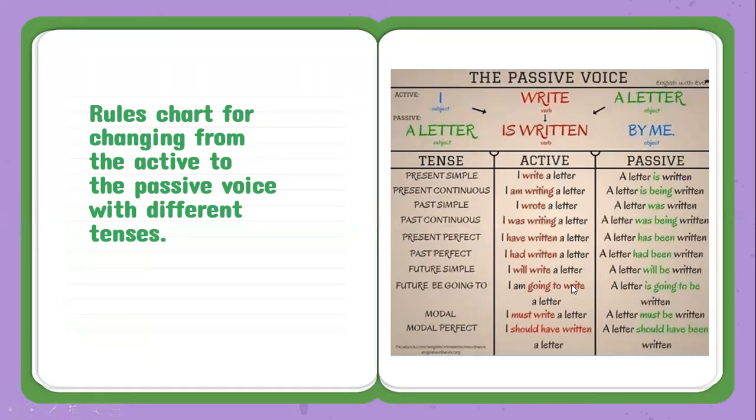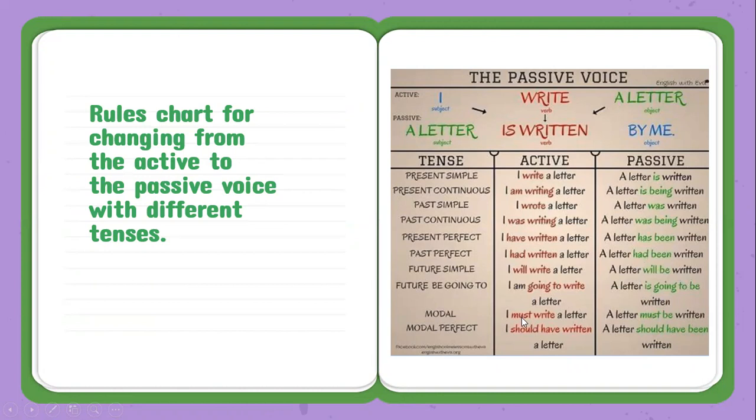I am going to: instead of "am," we have "is." And then "going to be written." Okay, going to, I added as is. Same as I added "will" here, I added "going to," and then "be": will be, or going to be, and then the past participle, which is "written."